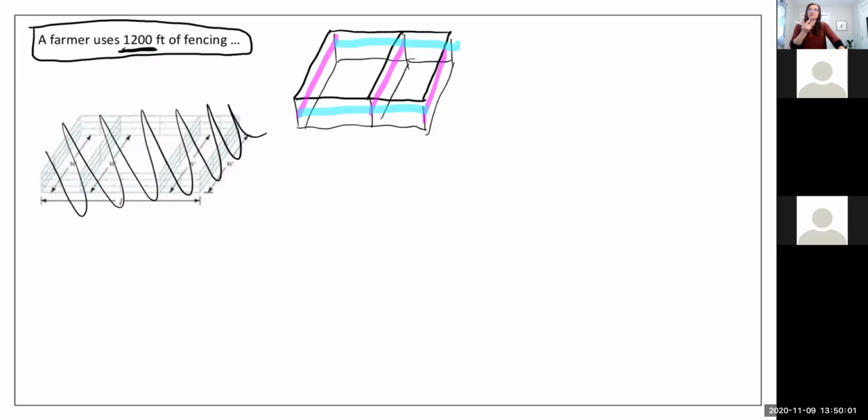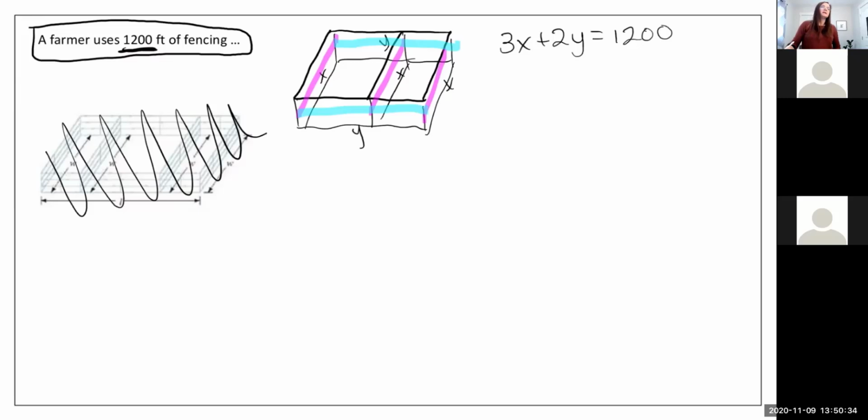So that means we have 2 variables because we have the purple and the blue. As soon as you see that, you could call them L and W for length and width, or you can call them X, Y. Let's say these are X and these are Y. So all of these together, so there's 3 X's and 2 Y's, should equal 1,200.